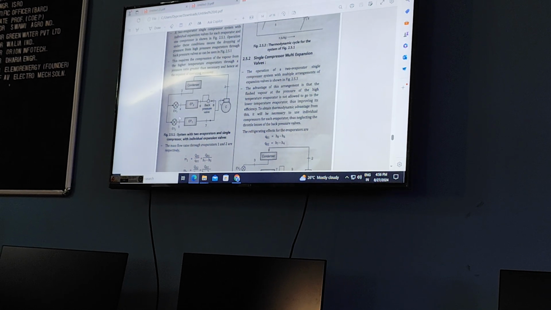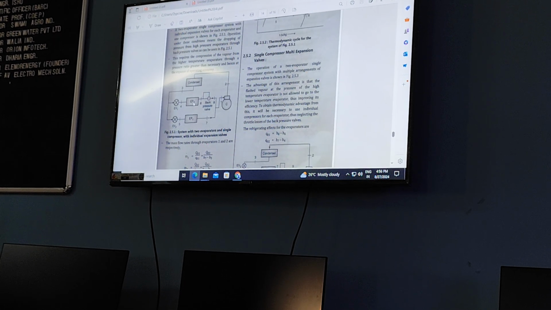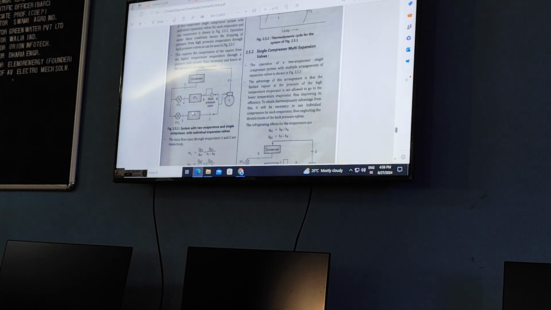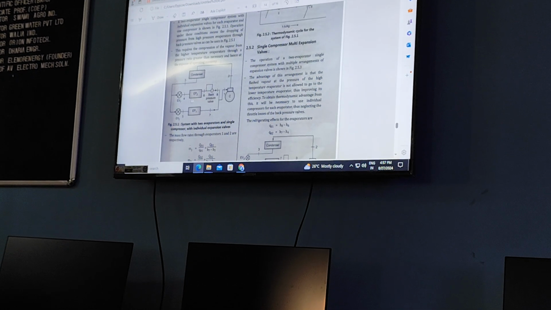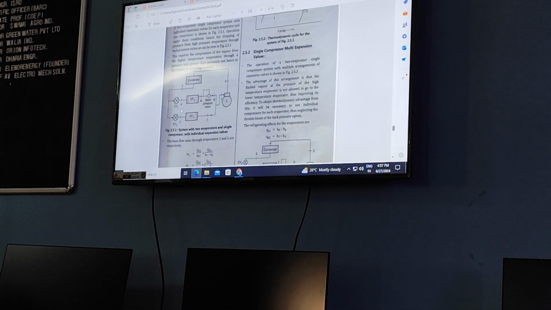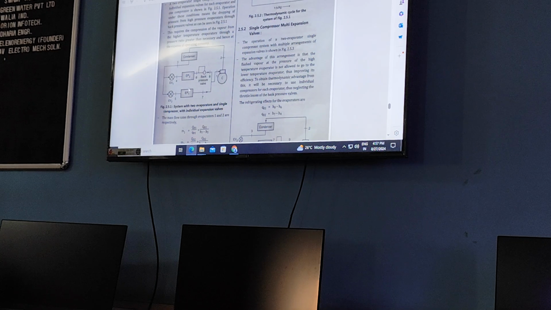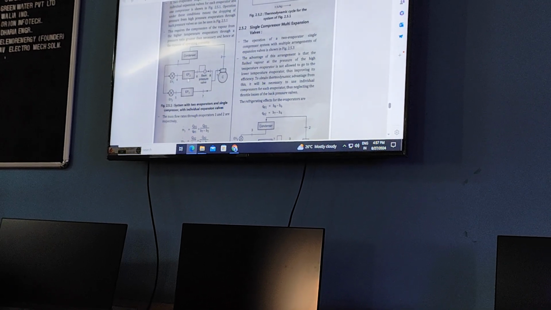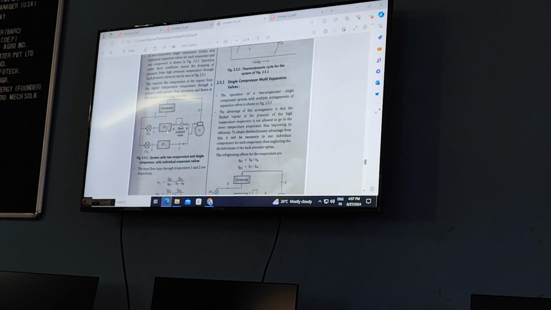How can you recognize it is an individual expansion valve? Because the output of expansion valve 1 is sent to evaporator 1. Give the numbering properly: if it is evaporator 1, the expansion valve should be 1; if it is evaporator 2, the expansion valve should be 2, so that you will not have any confusion. The output of this expansion valve is supplied to this evaporator. That's why individual expansion means a separate expansion valve for each separate evaporator.